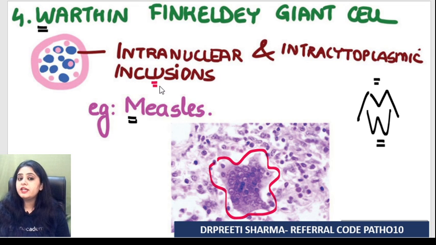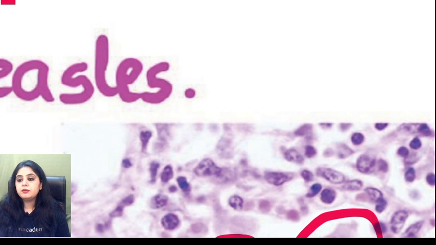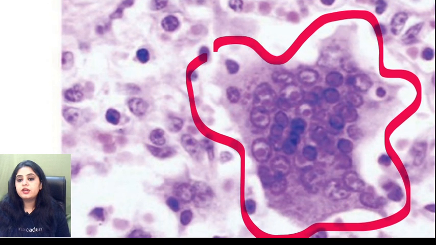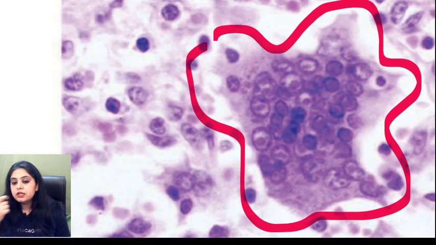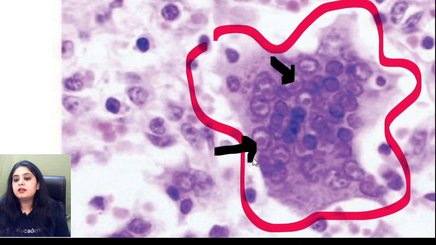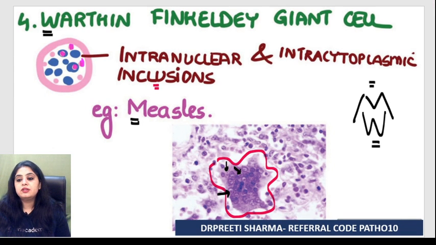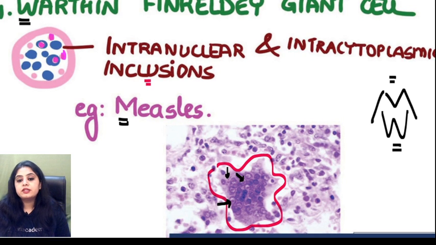It will create pink color inclusions in the nucleus also. It will create inclusions in the cytoplasm as well. So let us zoom in, guys, and pick up some inclusions. I hope this giant cell in a magnified view is now visible to everyone. You can very well see that inside every nucleus I can pick up a pink color dot. Inside this nucleus, a pink color dot, and even in the cytoplasm I can see a pink color dot. So clearly I have both intranuclear as well as intracytoplasmic inclusions, and that is what defines a Warthin-Finkeldey giant cell for me.